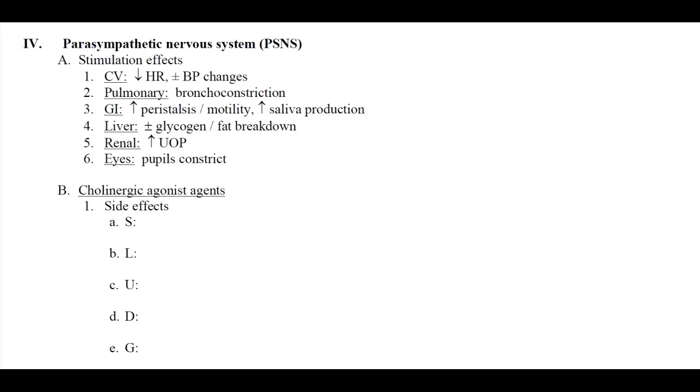In the liver, it can increase or decrease glycogen as well as fat breakdown. However, most commonly, it does increase glycogen stores, so it stores the glucose in the form of glycogen. Renal-wise, it can increase urinary output. Lastly, in the eyes, you will notice pupillary constriction.